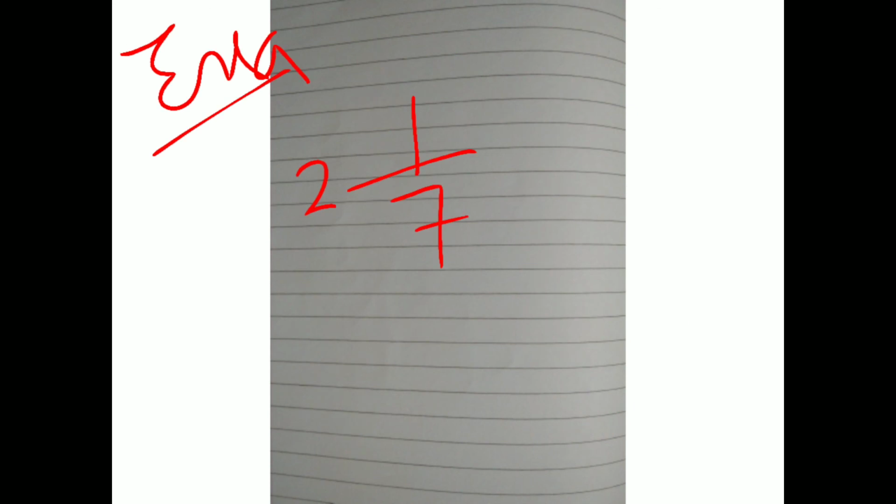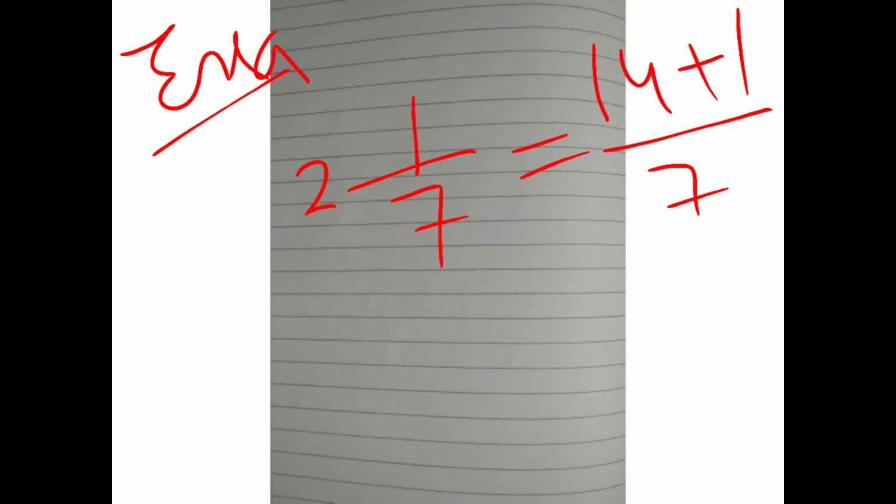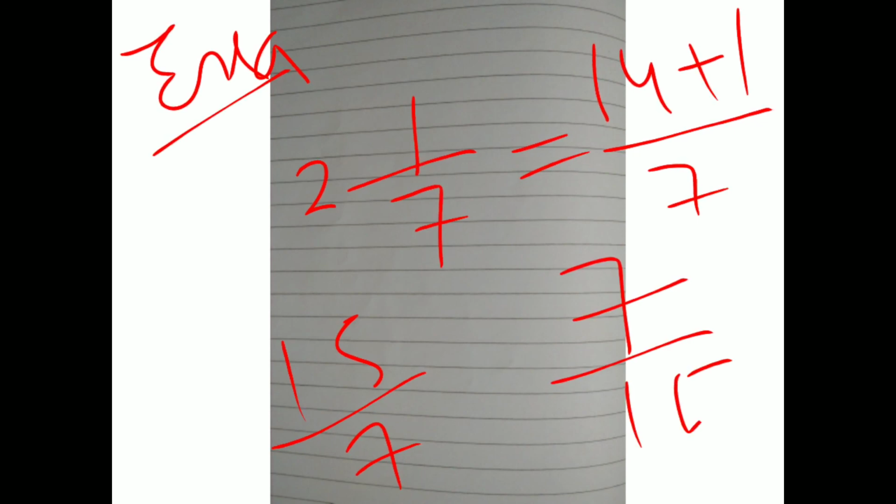Now taking another example: what is the reciprocal of this fraction? Firstly, this is a mixed fraction, so you convert the mixed fraction into a simple fraction. 7 times 2 is 14, and plus 1, so the answer is 14 plus 1 upon 7, which means 15 upon 7, and its reciprocal will be 7 upon 15. OK, so this is your answer.